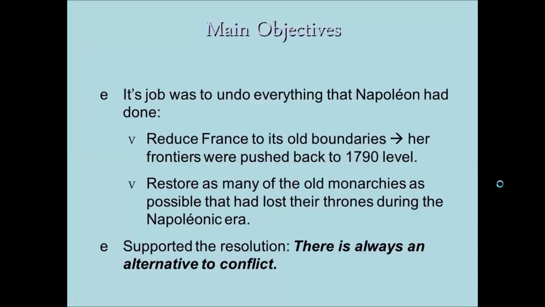So the main objectives of the Congress of Vienna is to pretty much undo everything that Napoleon had done. So reduce France to its old boundaries. Her frontiers are going to be pushed back to the 1790 level, and to restore as many old monarchies as possible so that they have legitimacy. So they're going to put back onto the throne the old families, if it's the Bourbons or any old family that are related to the previous rulers, so that people would find them legitimate and support them.